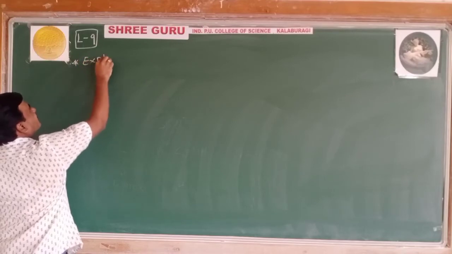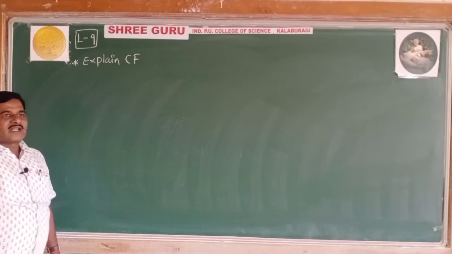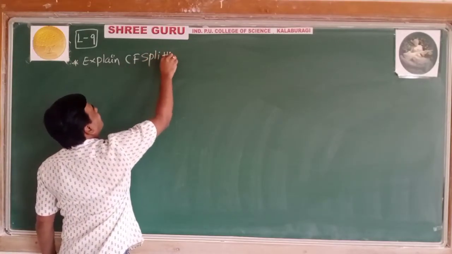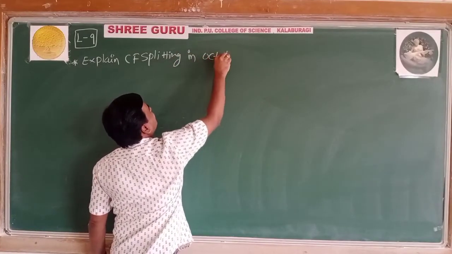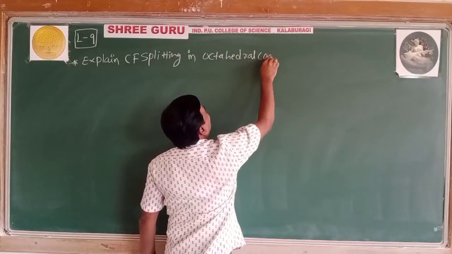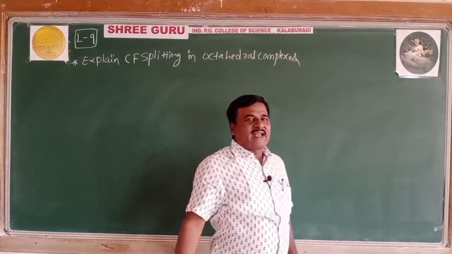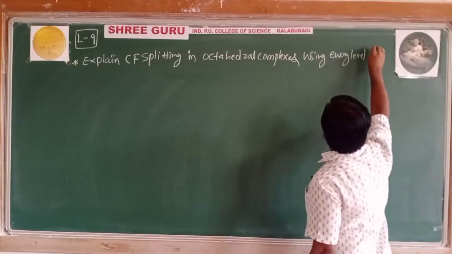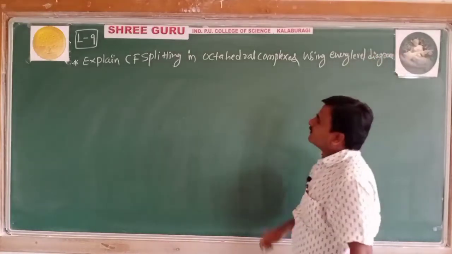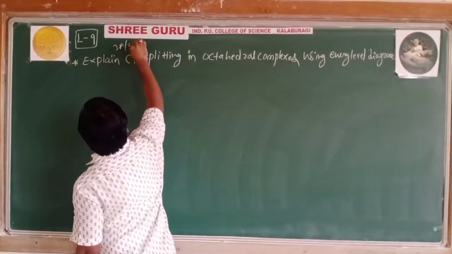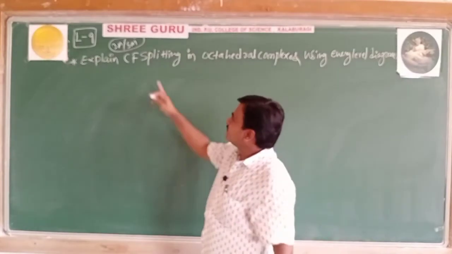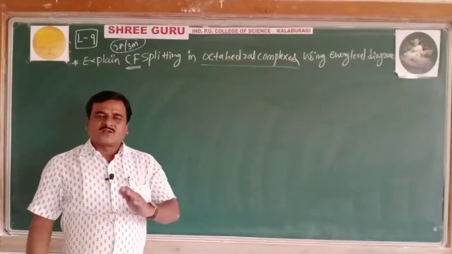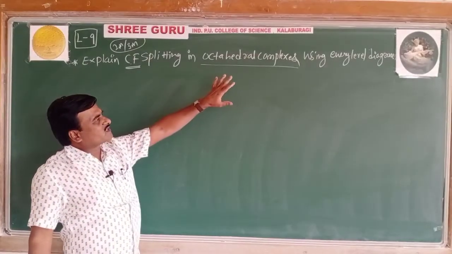See, explain crystal field splitting. The question is of this kind: crystal field splitting in octahedral complexes using energy level diagram. This has weightage of minimum 2 and maximum 3 marks. The question: explain the crystal field splitting in the octahedral complexes. We are supposed to study one octahedral, another tetrahedral. So, octahedral complexes using energy level diagram.